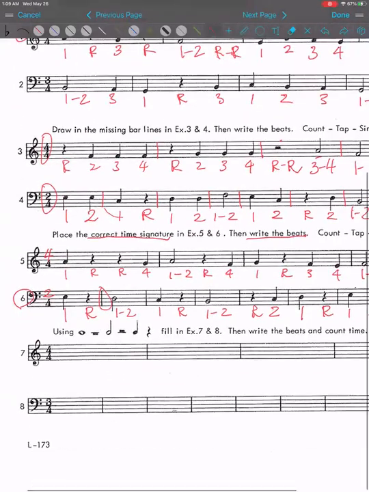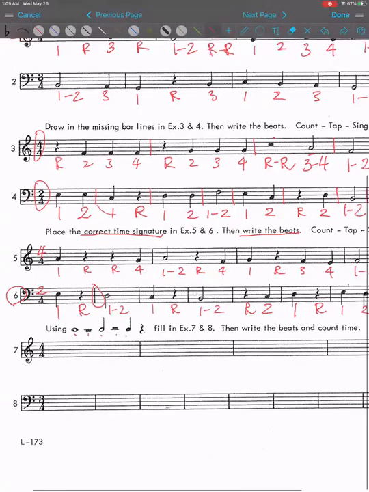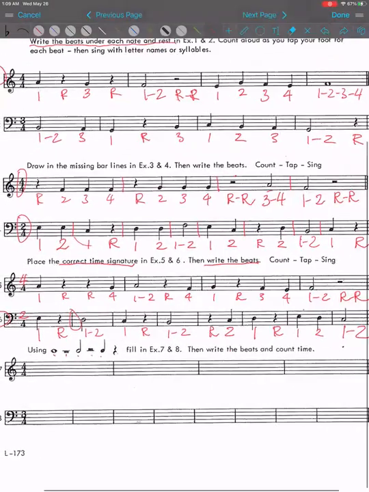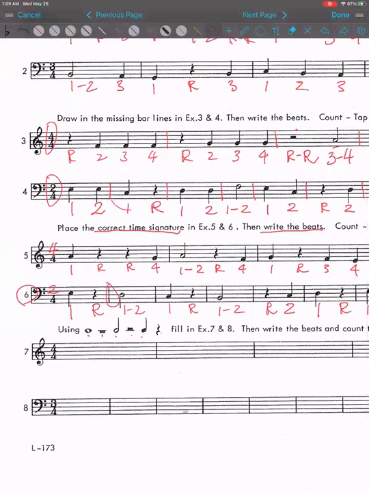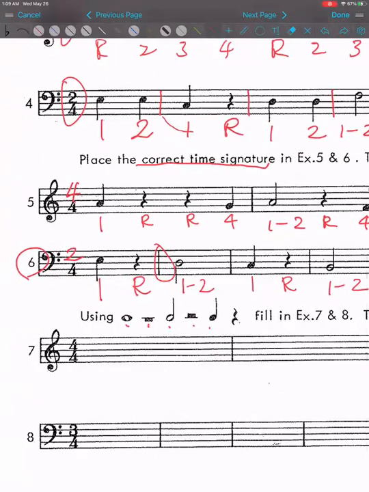So 7 is using whole note, whole rest, half note, half rest, quarter note, quarter rest to fill the measures and write the beats and count. So you are not going to have the same answer as me, but be cautious about how you write your notes and the direction of stems, and check if your half or whole rests are neatly in the third space.